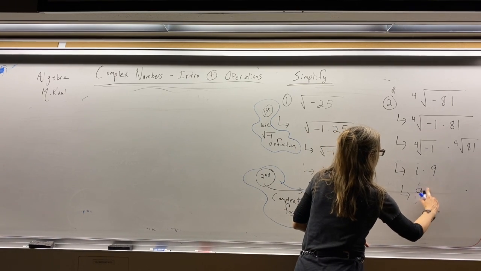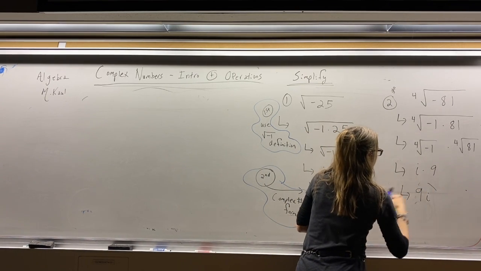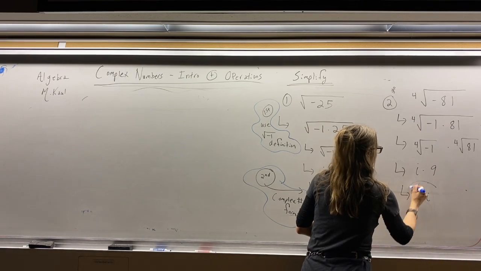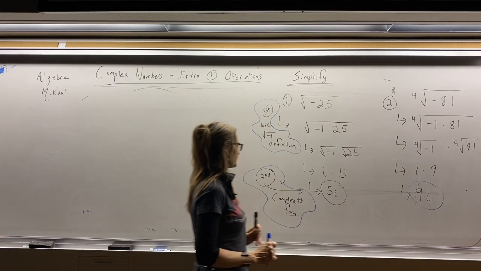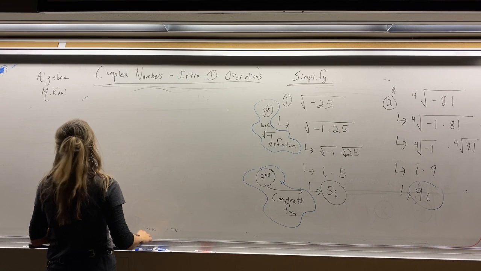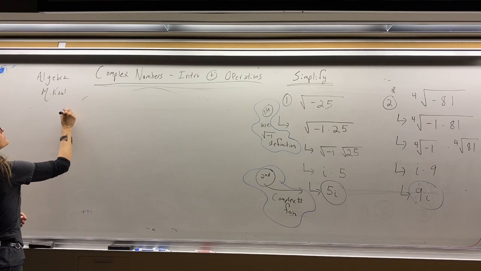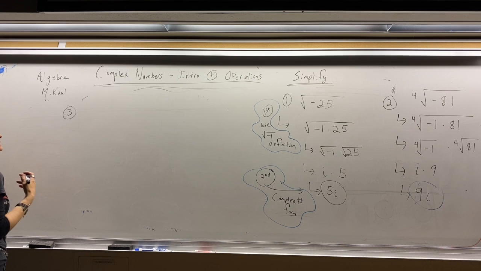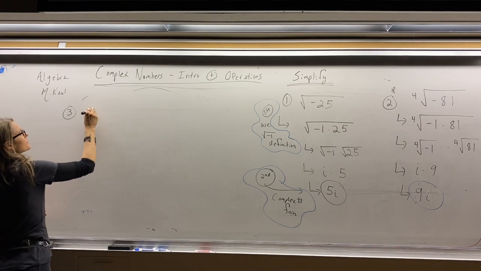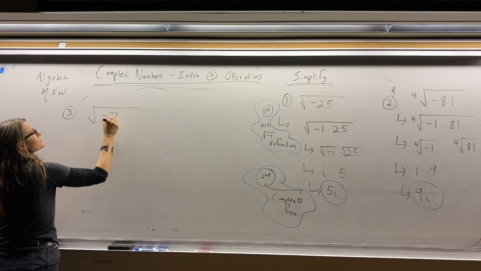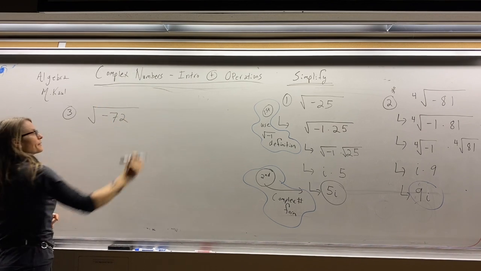Let me fix this so it looks a little better. So that's what we did here and here. So let's take another problem. And let's see if I had something like the square root of negative 72. How would I simplify that?